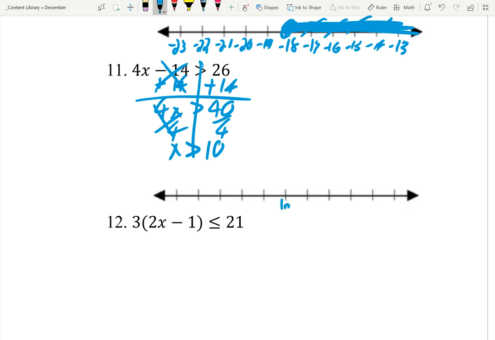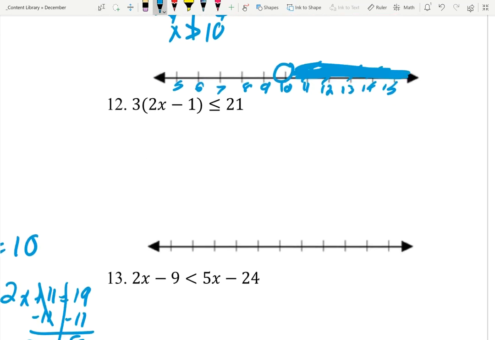So we'll graph this. Again, we'll put 10 somewhere in the middle. So 11, 12, 13, 14, 15, 9, 8, 7, 6, 5. All right, so we'll have an open circle on 10, and x is bigger than 10, so 11, 12, 13, 14. Again, all these numbers are bigger than 10, so we will shade that direction.